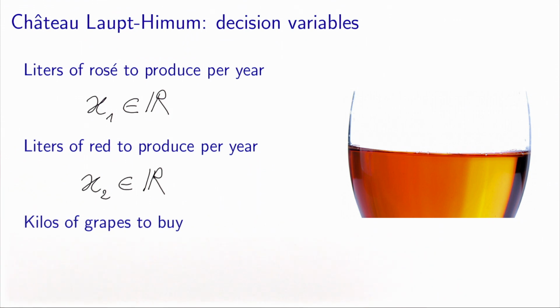Finally, we need to decide how many kilos of grapes we will buy from the local producers, and this will be denoted by x3, which is a real number. So it means that our vector x of decision variable belongs to R3.